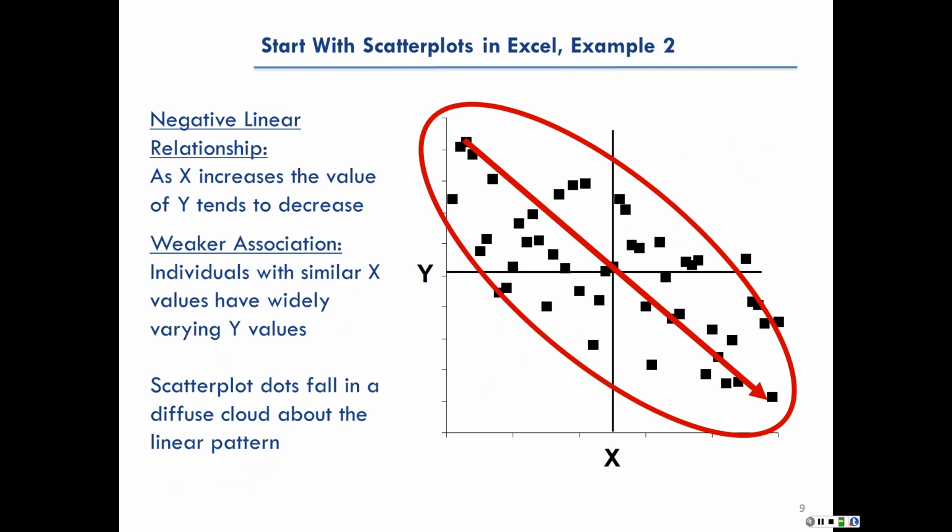Similarly, we could have a negative linear relationship. As x increases, the value of y tends to decrease. In this example, the association is a little weaker, but you can tell by looking at the data points that clearly a linear relationship exists, and you could draw a line through that data.